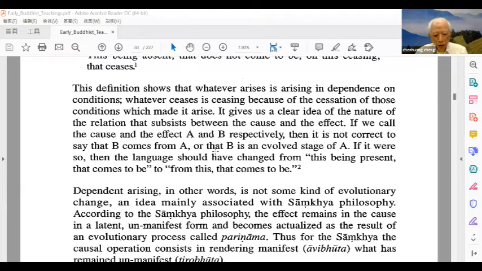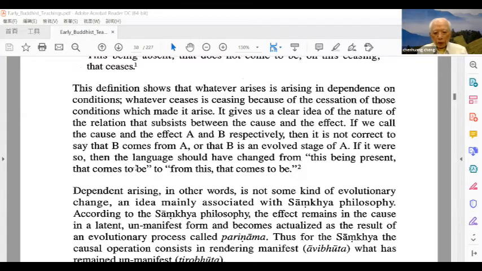Here, it means that B is not an evolved stage of A. If it were so, then the language should have changed from "this being present, that comes to be" to "from this, that comes to be." These two sentences are different. The first sentence, "this being present, that comes to be," is the truth of dependent origination.